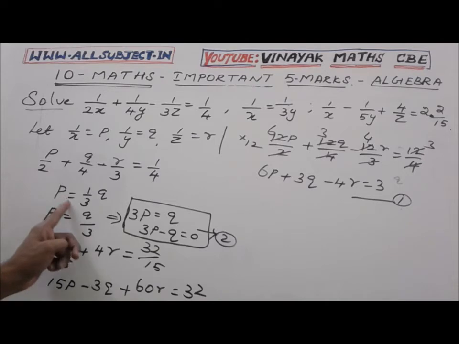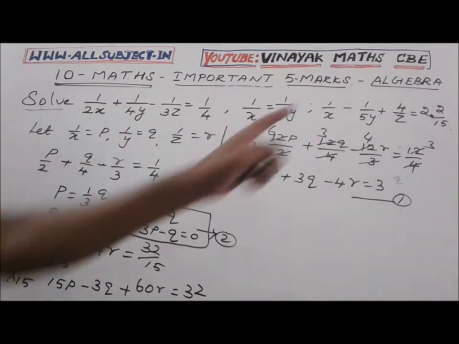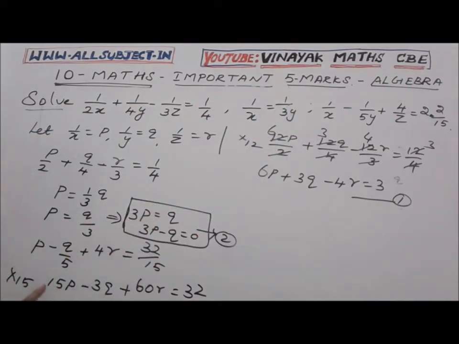And from the second information we get 3P equal to Q or 3P minus Q equal to 0. And from the third equation, we get 15P minus 3Q plus 60R equal to 32. If it is all divisible by 3, you can divide it by 3. Here 15, 3, 60 are all divisible by 3, you can divide it and then you can write the equation.